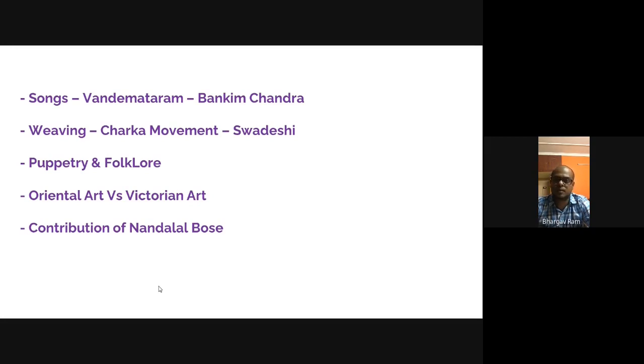When you say Vande Mataram, it helped in encouraging patriotic fervor. The Charkha movement helped in promoting Swadeshi. And puppetry and folklore reached the common man. And Oriental art versus Victorian art, there you will say that's also a kind of Swadeshi, or an assertion of Indianness. And when you speak about the contribution of Nandalal Bose, you say it shows the prominent existence of Indian figures, and that's how you link it to the Indian national movement and make a cohesive answer.